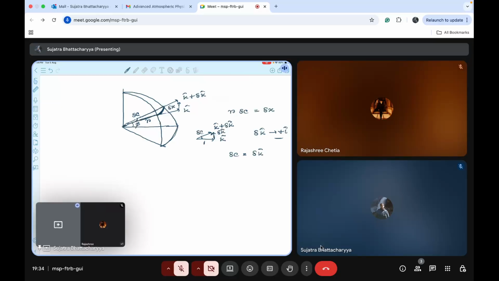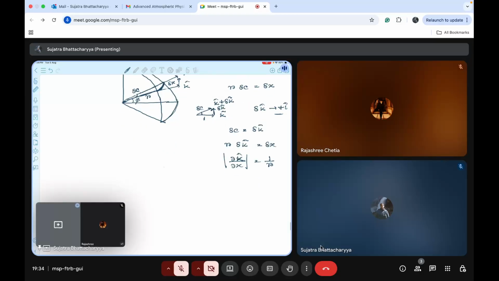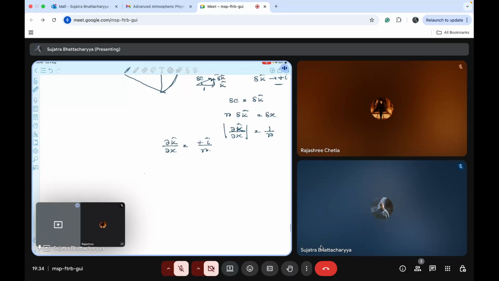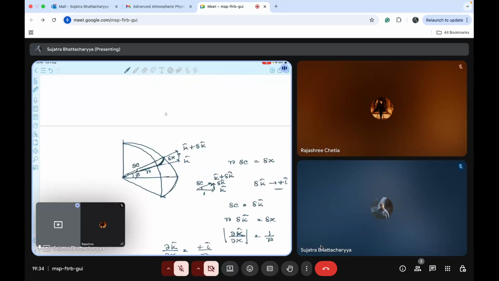In the same way, the way we have proceeded earlier, this is delta k hat, this is delta x. So delta k hat by delta x, magnitude is 1 by r, and the direction is plus i hat by r. Therefore, dk hat by dt is nothing but u by r i hat plus v by r j hat. That's all. So these three will be utilized. So this is number three.